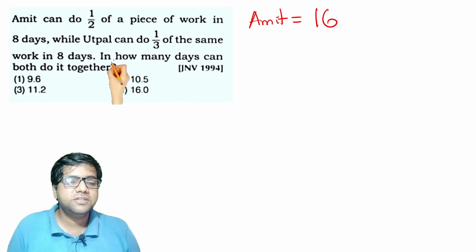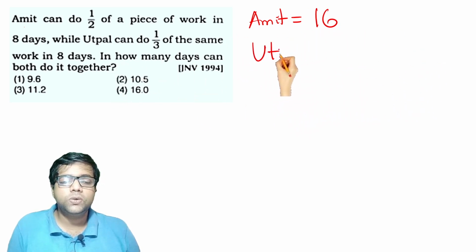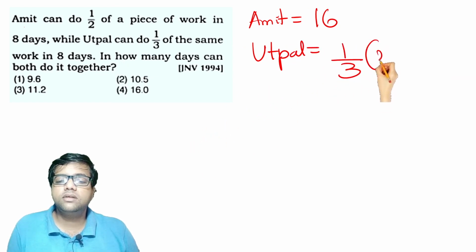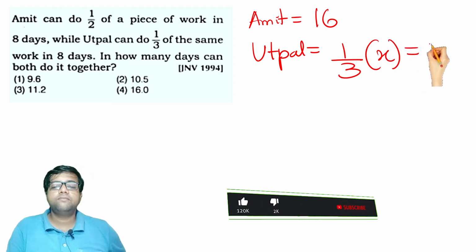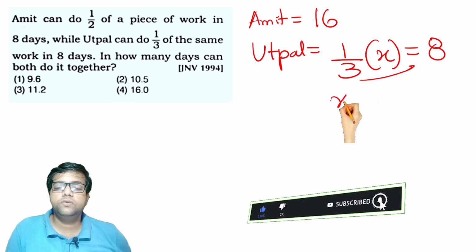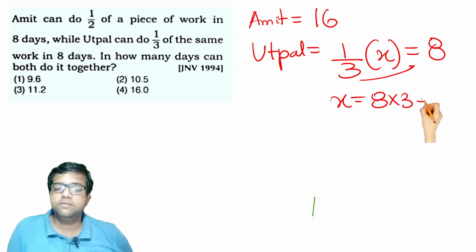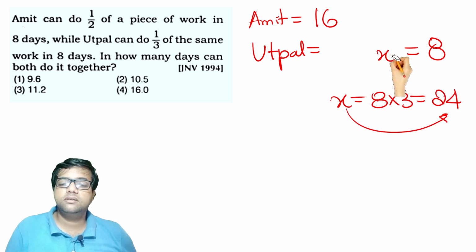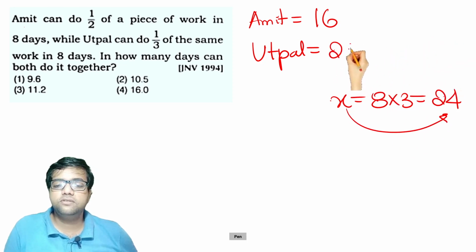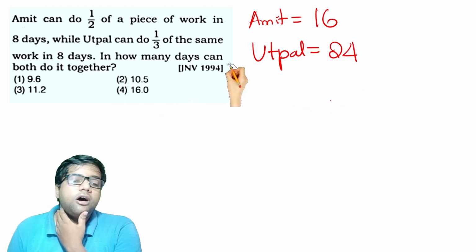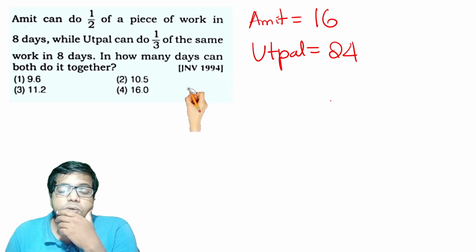I'm just saving my space here in order to write Utpal's work. So what is the capacity of Utpal? Utpal is working 1/3 of his work in 8 days. Cross multiply by 3, so you will get x is equal to 8 into 3, which is equal to 24. So I will write Utpal's capacity as 24 units. Now, in how many days can both work together?